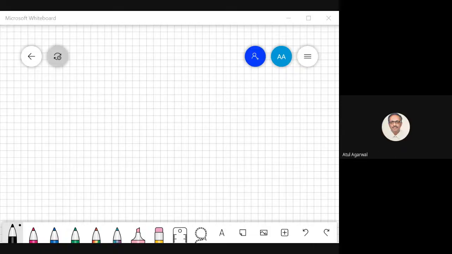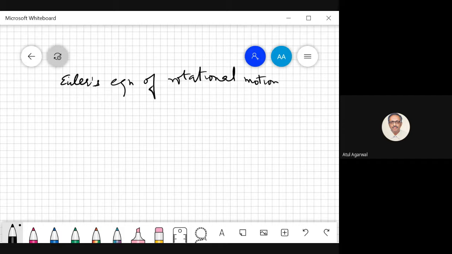Okay. So we talked about Euler's equation yesterday. Euler's equation of rotational motion. So I will again review some of the topics covered. So we have a fixed coordinate system.